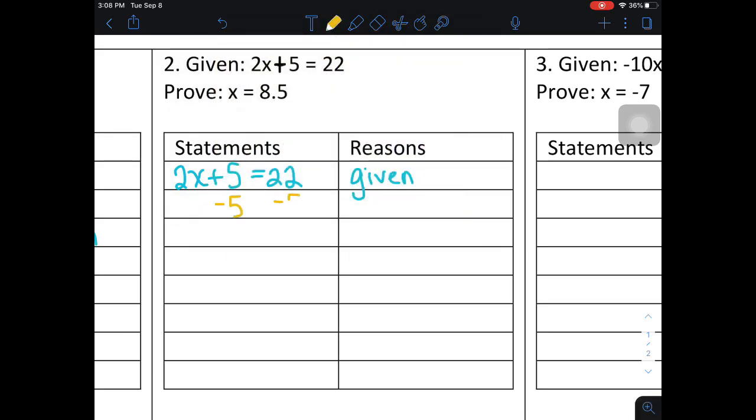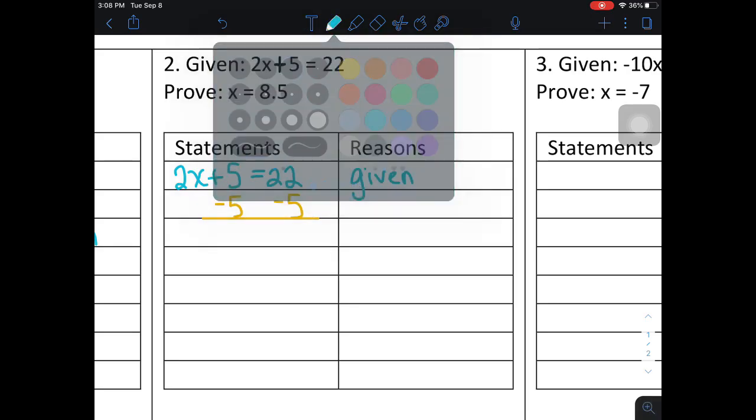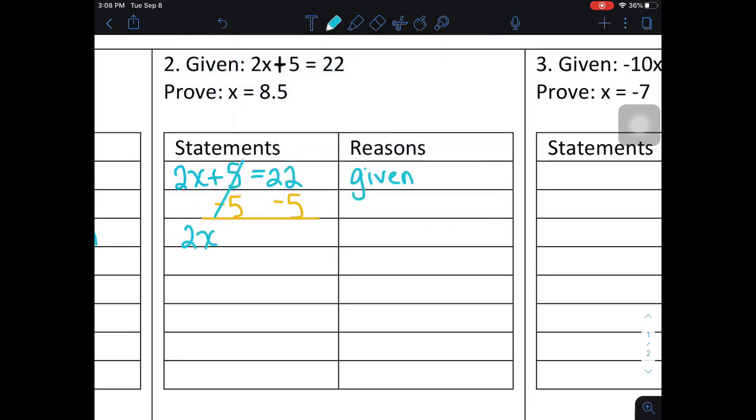So I see I have a plus 5 here. So I'm going to go ahead and take away 5 from both sides because don't forget you have to do the opposite in order to solve equations. That's going to leave me with 2x. That's going to zero out. 22 minus 5 is 17.